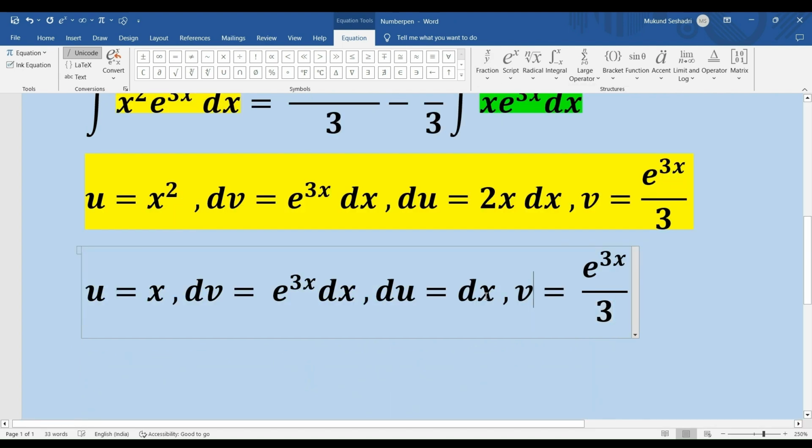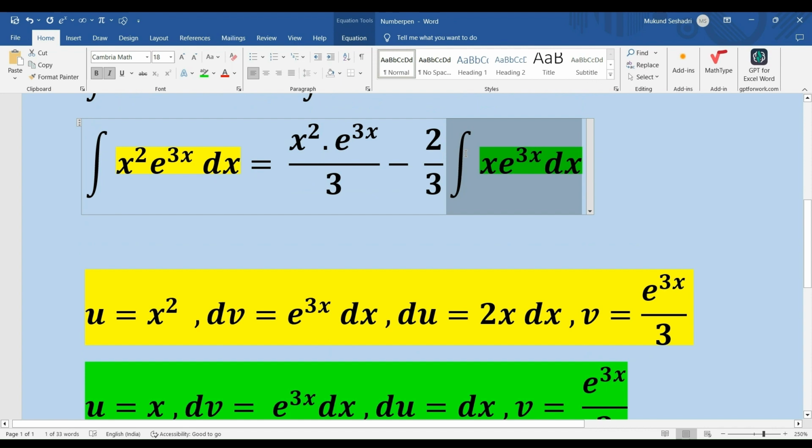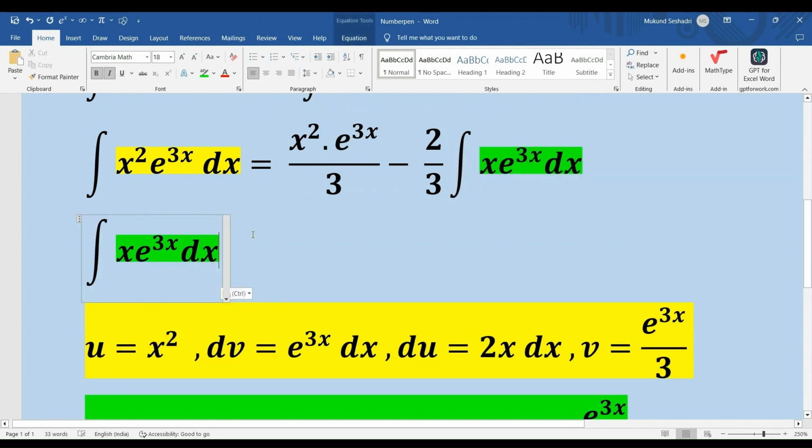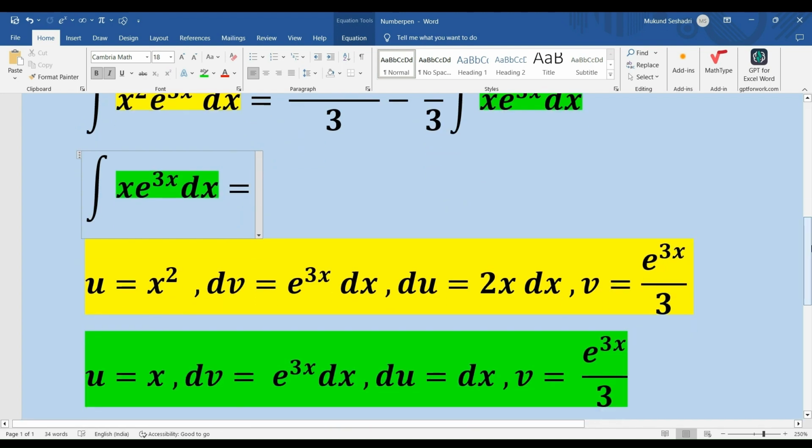Let's highlight this in green. I'm going to treat integral of x into e to the power 3x dx separately, and we will come back to this particular expression, right? So I have integral of x into e to the power 3x dx. Again, I apply the integration by parts.